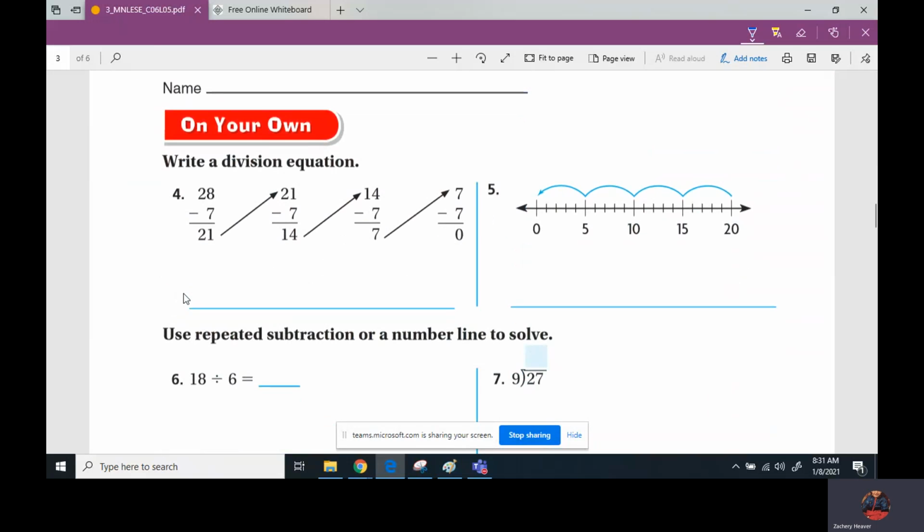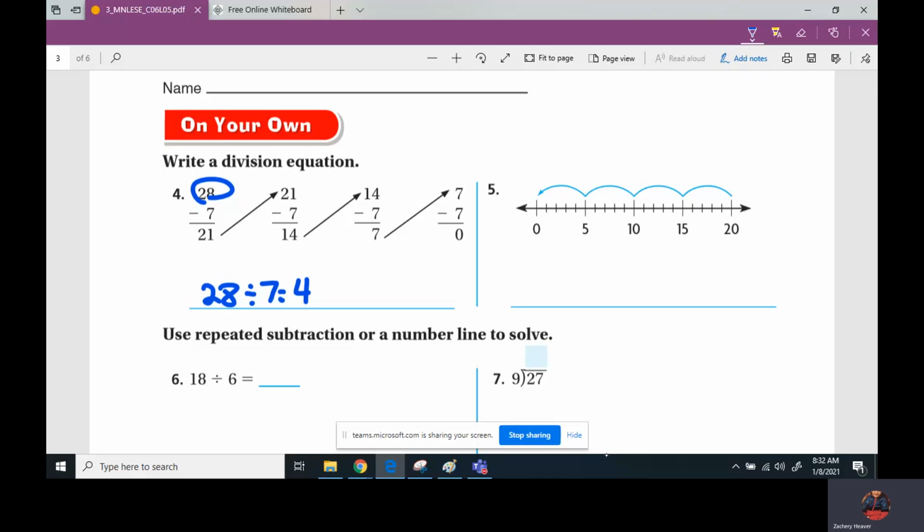So on your own, write this division problem. We'll start with 28. This is our first starting point. 28 is going to be our dividend. And we're taking it down by 7. So how many 7s does it take to get from 28 to 0? 1, 2, 3, 4. So 28 divided by 7 is 4.